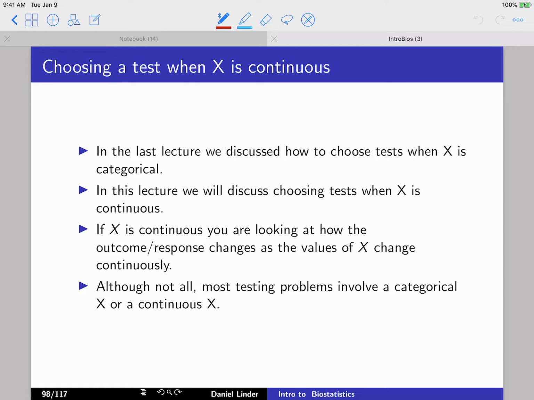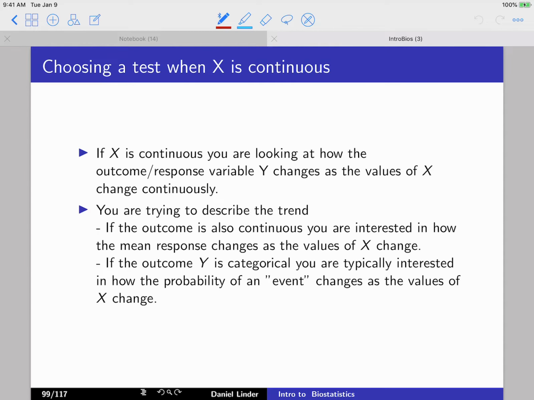So if x is continuous, you're typically looking at how the outcome or response, your y variable, changes as the value of x changes continuously. Although not all, most testing problems involve either a categorical x, which we talked about last time, or a continuous x. As I said, if x is continuous, you're looking for how the outcome or response variable y changes as the values of x change continuously. Most of the time, you're trying to identify some type of trend.